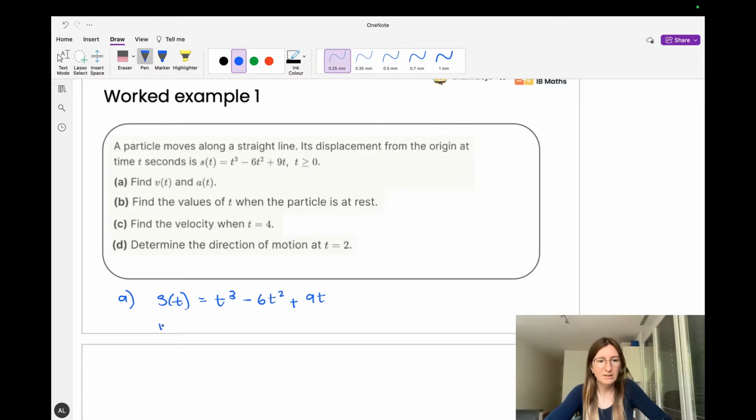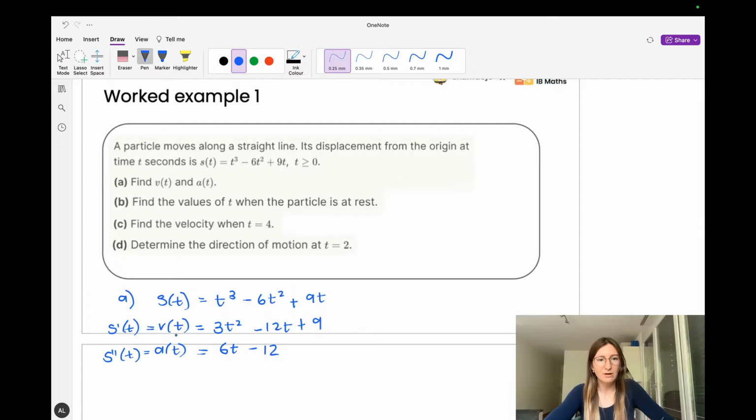Then my velocity function is just the first derivative of my displacement. So that would be 3t squared minus 12t plus 9. And then my acceleration is the second derivative. So we have 6t minus 12. And there we go. I have my 3 functions.